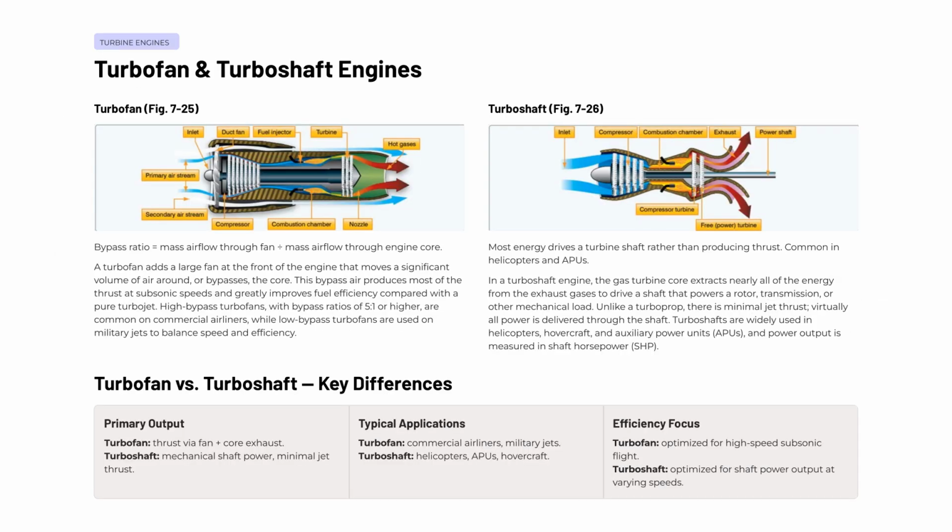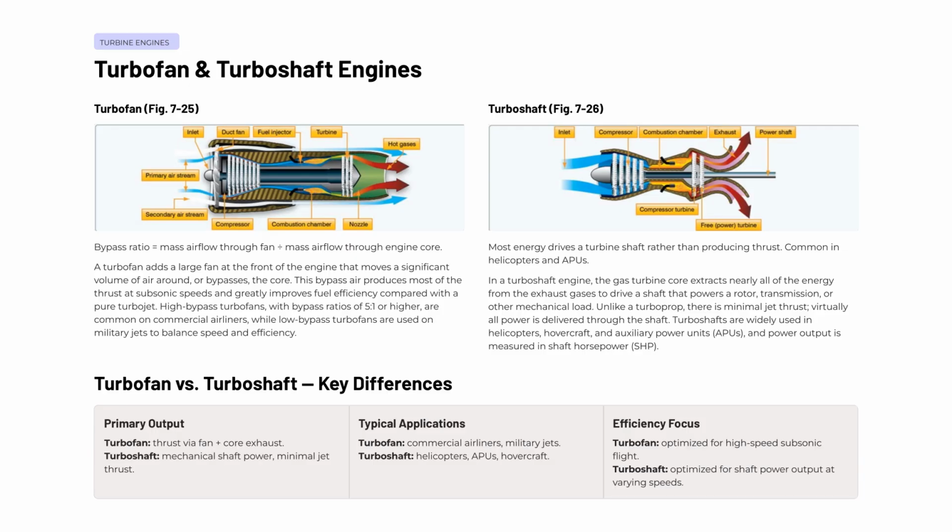The turbofan and turboshaft represent two important variations of the gas turbine engine, each optimized for very different applications. The turbofan adds a large fan at the front of the engine core. This fan moves a substantial volume of air around the core, and that bypassed air generates the majority of thrust at subsonic speeds. We measure this using the bypass ratio, the mass airflow through the fan divided by the mass airflow through the core. High bypass turbofans, with ratios of 5:1 or greater, deliver excellent fuel efficiency and are the standard power plant for commercial airliners. Military aircraft often use low bypass designs to better balance outright speed with efficiency.